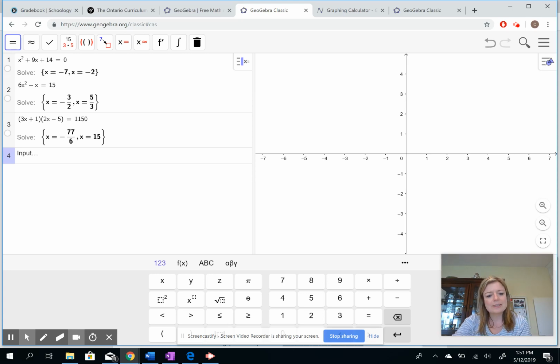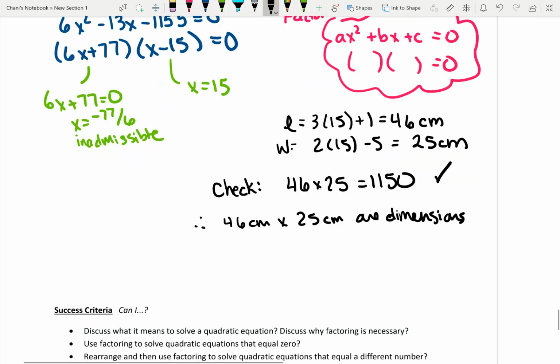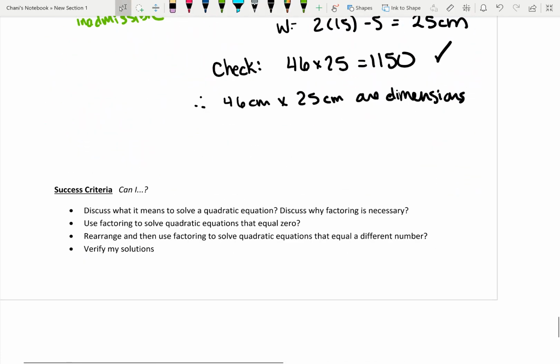So now take a look at the success criteria from today. This is what you're expected to do as a result of this note and the homework that you get from it.